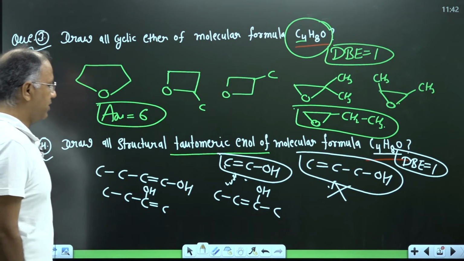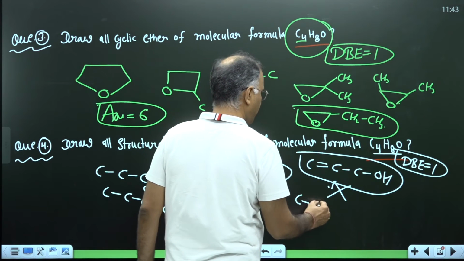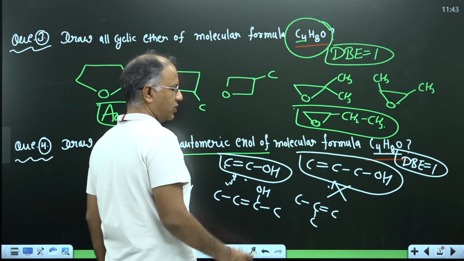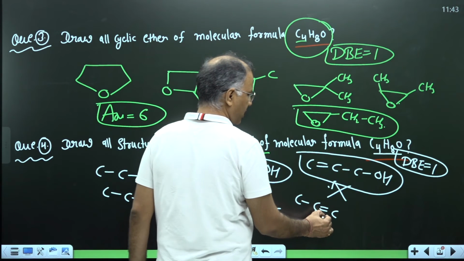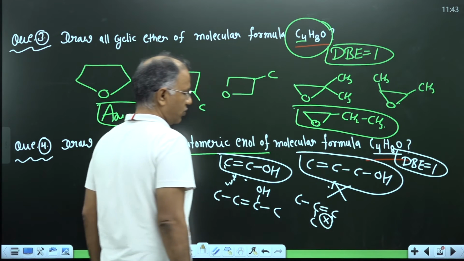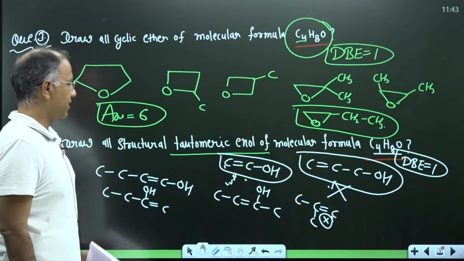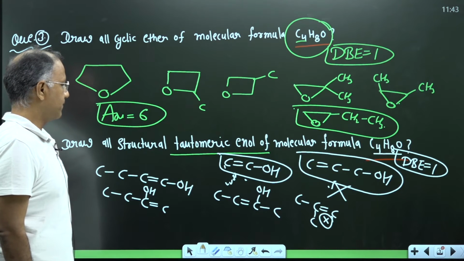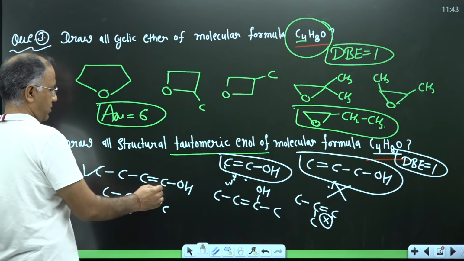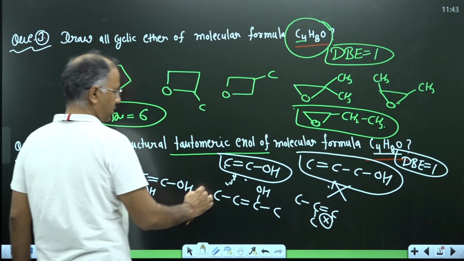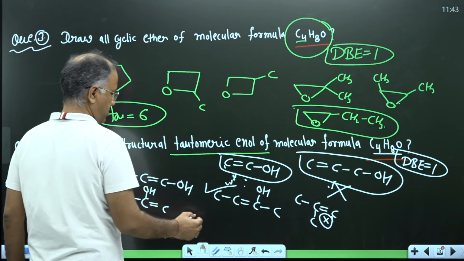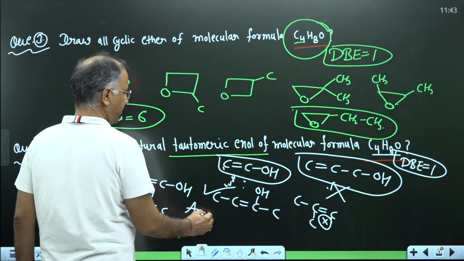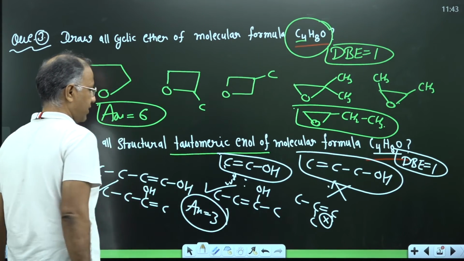What is the other possibility? I can convert this 4-carbon chain into a branched carbon chain. Is this possible or not? It is not possible because carbon would become pentavalent, so we cannot do branching of this alkane. So this is the first isomer, this is the second isomer, this is the third isomer. This means the total answer will be 3.